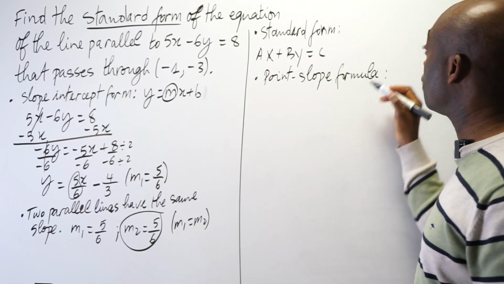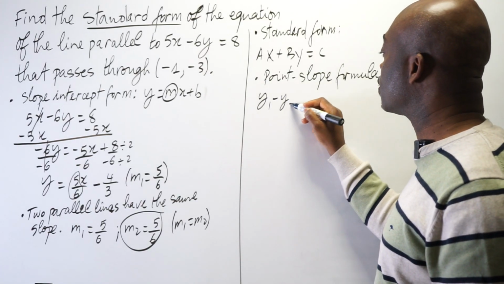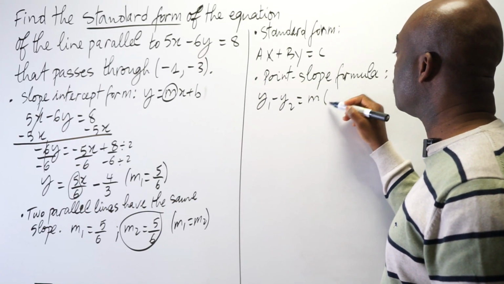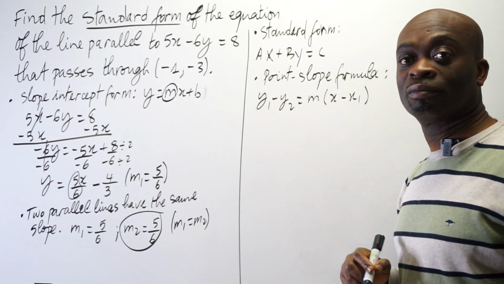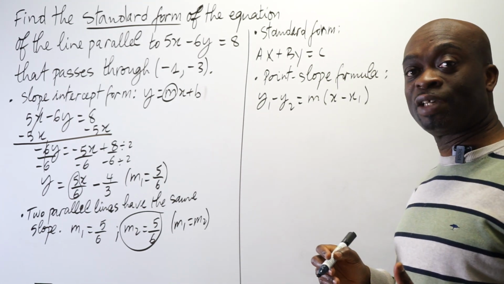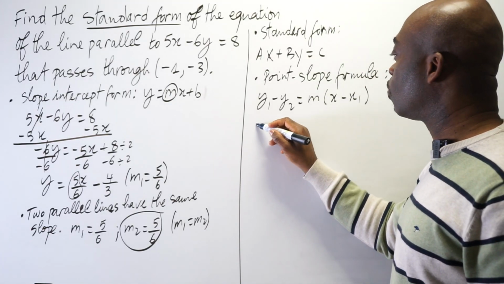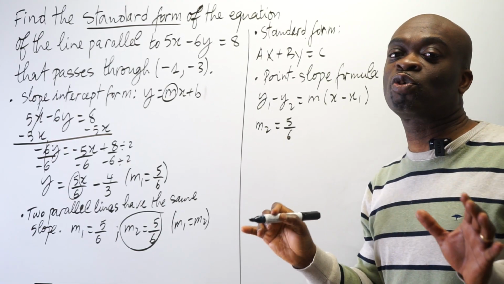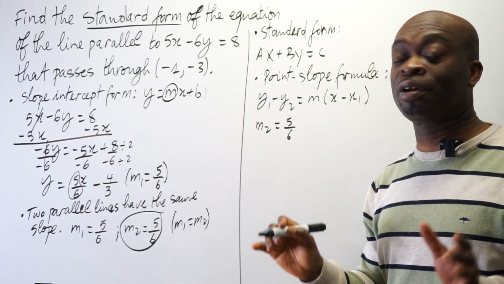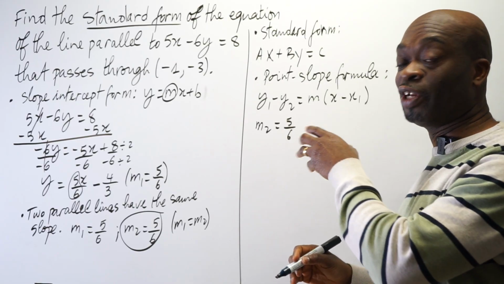So the point slope formula is y minus y1 equals m times x minus x1. All right? So in our case here, what do we know? We know the slope, which is m2. So we carry m2 with us, equals 5 over 6. At this point, you don't need to call it m2. You can call it m. Doesn't matter. But since we're talking about two lines, that's the reason why we're trying to differentiate that.